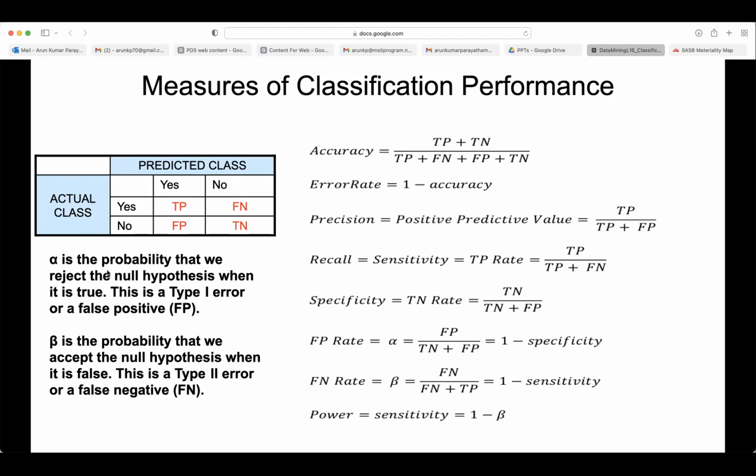So here, alpha is the probability that we reject the null hypothesis when it is true. That is a type 1 error or a false positive. This is a statistical word. It's okay if you don't understand. Null hypothesis means first we will assume something, then we will see the evidence. If evidence is not sufficient, then we will reject that hypothesis.